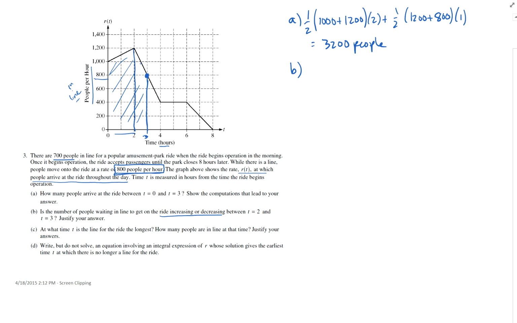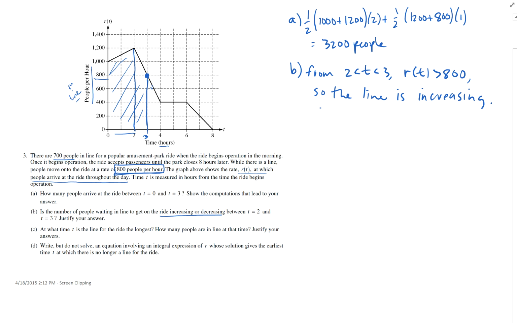Before that point, you have more people getting in line than getting on the ride. After that point, you have more people getting on the ride than you do getting in line. So the line's getting shorter afterwards. The line's getting longer before. And that's really the only thing you need to say. So from 2 to 3, R of t is greater than 800, so the line is increasing.